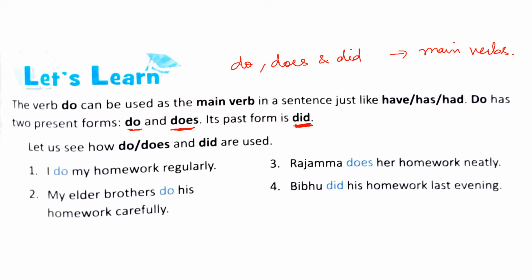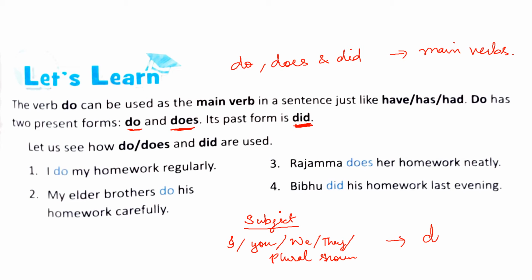Whether you'll use do or does in a sentence will depend upon the subject. So like we saw in the case of has, have, and had, you have to remember this. Okay, if the subject is I, you, we, they, or any plural subject or noun, in that case we will use do with those subjects.